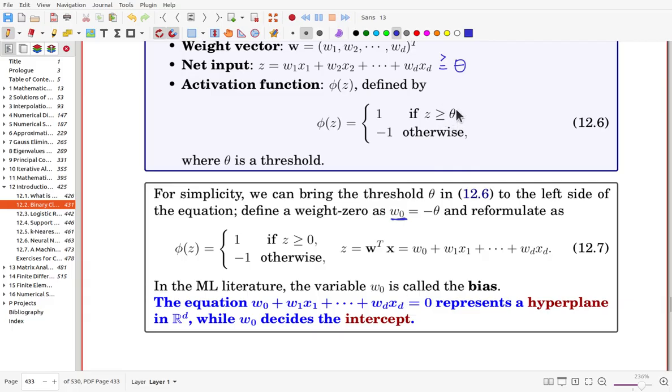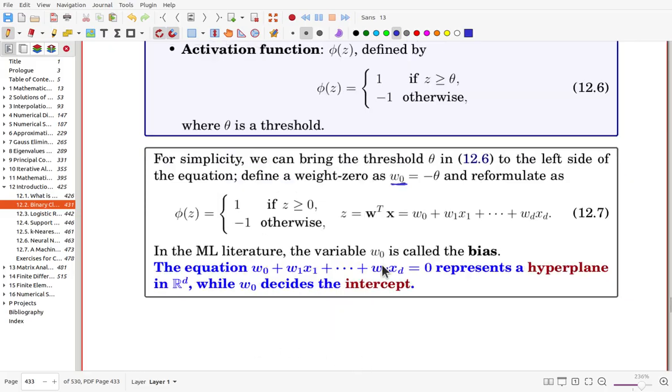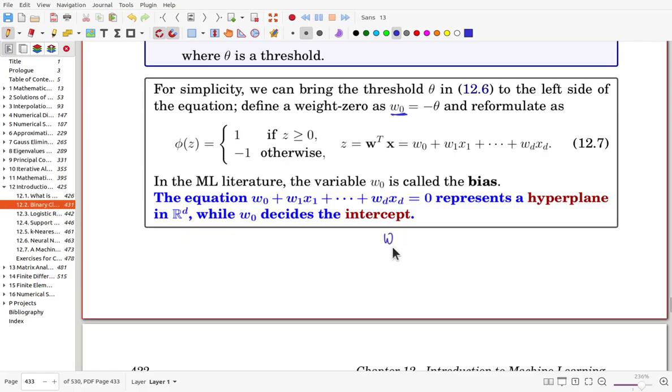Now, rather than choosing theta yourself, let the algorithm update and select the value so that it's simpler for you. And here, this equation equals 0 represents a hyperplane in this dimensional space, and W0 decides the intercept. You can easily see that, for example, in the two-dimensional domain, W0 plus W1 x1 plus W2 x2 equals 0 will make a line, right? That will represent a line in the two-dimensional space. So through updates, the iteration will try to find W0, W1, and W2 in Perceptron.